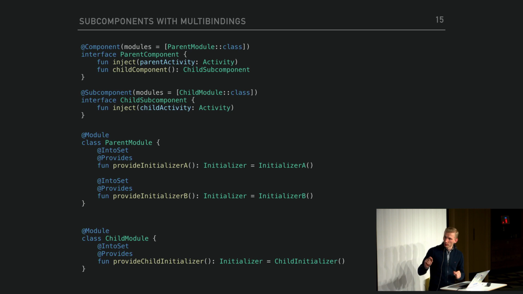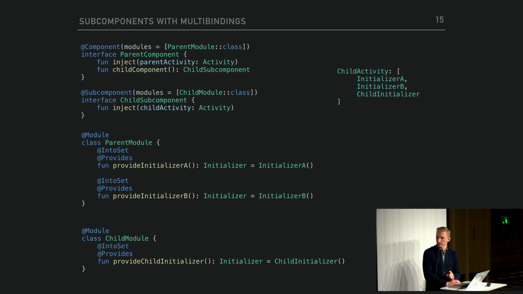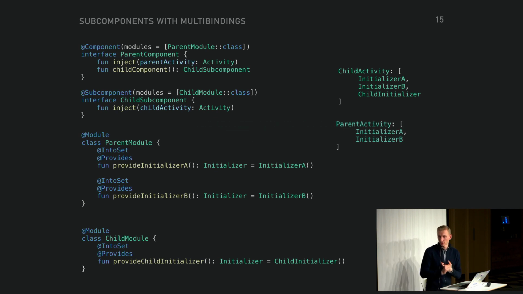But as you can see, child subcomponent is injectable into child activity and parent component is injectable into parent activity. I named them just so that it can be easier to understand. And once subcomponent is injected, the collection will contain three elements: initializer A, B, and that child initializer added in the subcomponent. However, if we inject the parent component only, we will get initializer A and initializer B, because it has completely no access to the subcomponent that is being in that component.